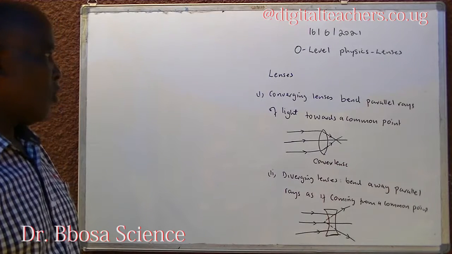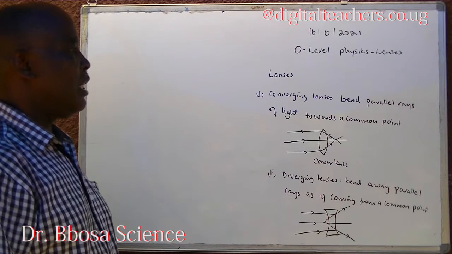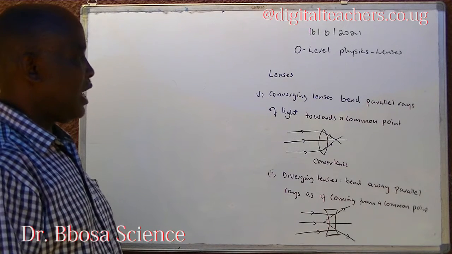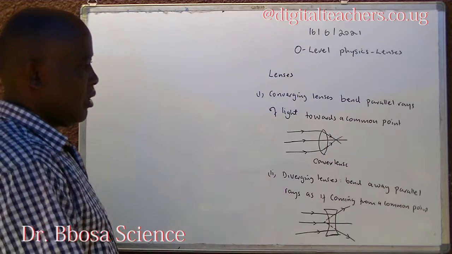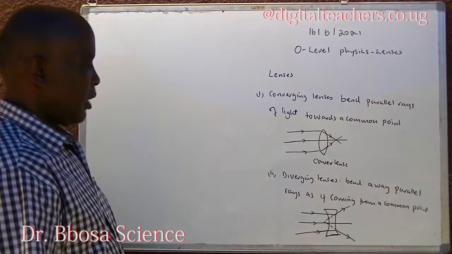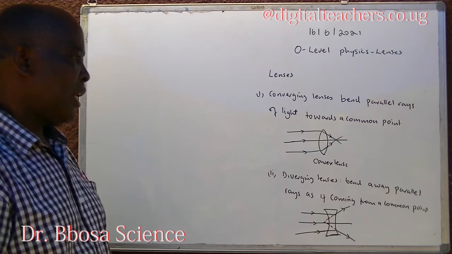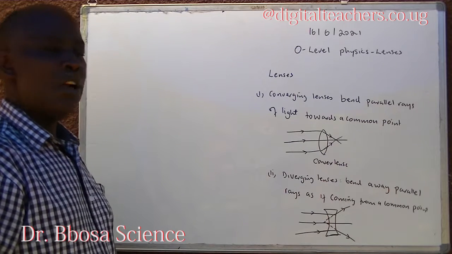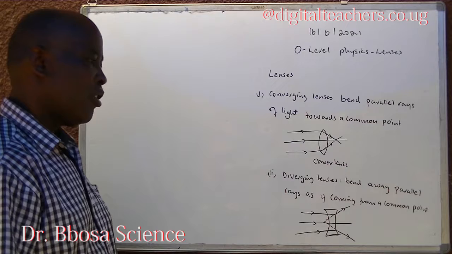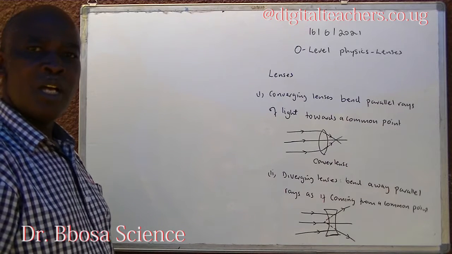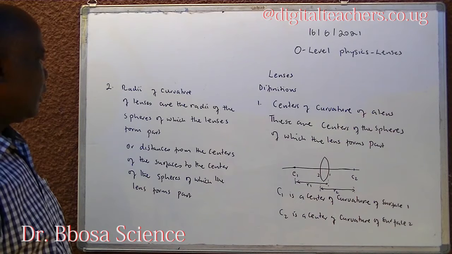1. Converging lenses bend parallel rays of light towards a common point. 2. Diverging lenses bend away parallel rays as if coming from a common point.